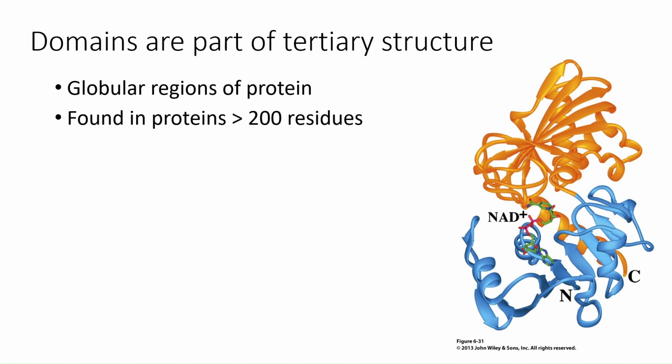So domains are usually found in proteins that have greater than 200 residues. And the domains tend to fold somewhat independently of one another, even when they're on the same polypeptide chain that's part of the same tertiary structure. There could still be individual domains that might fold separately and carry out different functions.